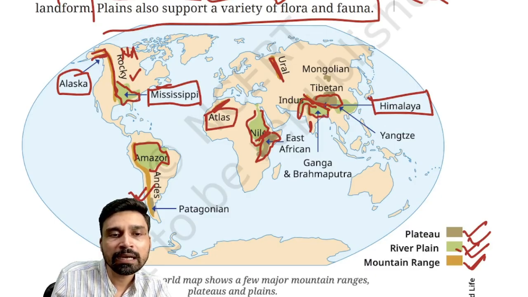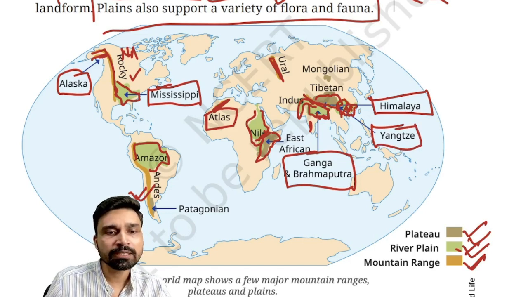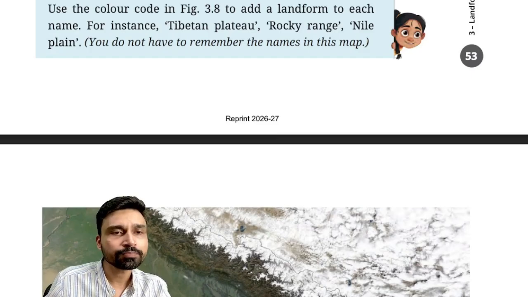The Ganga and Brahmaputra Rivers collectively, we can say, have created a fertile plain in India and Bangladesh. And the Yangtze River's plain, again a part of fertile soil, you will find in China. So this is what we can understand about the important mountain ranges, plateaus and plains on the world map.